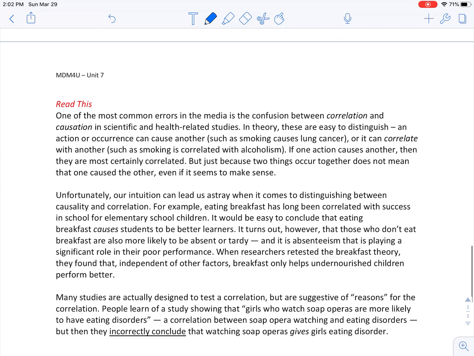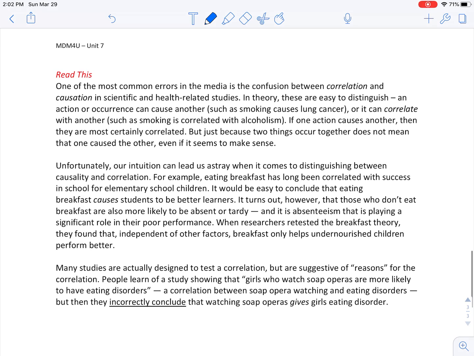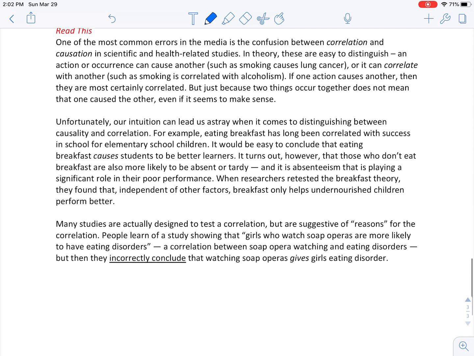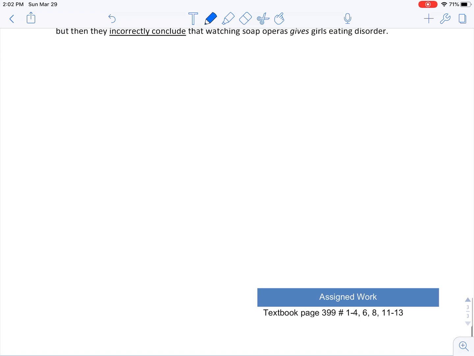Okay, so hopefully you did okay on those. You can have a read through this. It's just an interesting little thing. It's on the handout and kind of sheds a bit more light onto causation versus correlation. And then you can try these questions in the textbook.